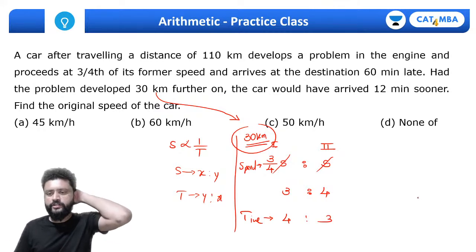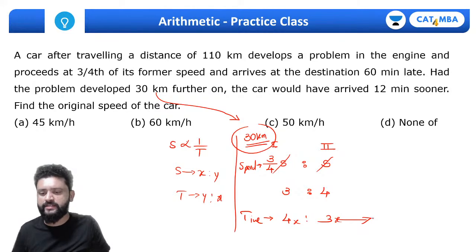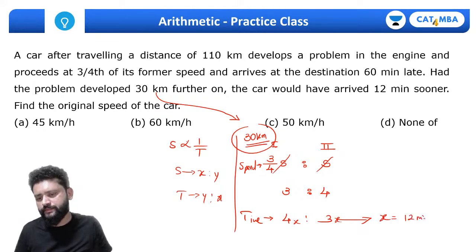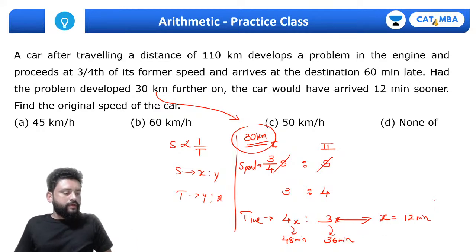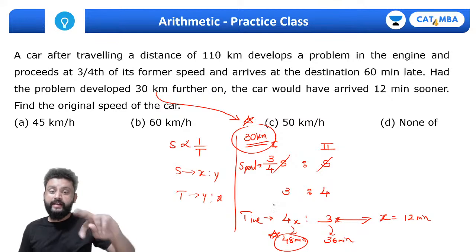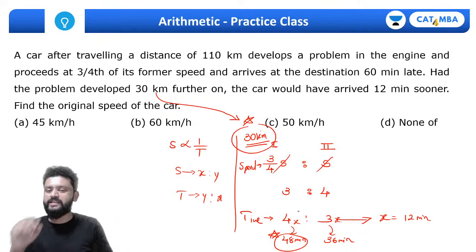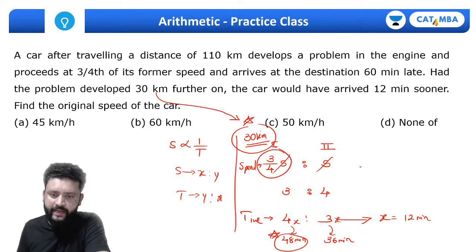It should be 4:3, right? Okay, now if the first case takes 4x minutes, the next case takes 3x. This x is 12 minutes. That simply means this is 48 minutes and this is 36 minutes. Right, so can I say this 30 kilometer in the first case took 48 minutes, but understand that was not the original speed, that was 3/4 of the original speed. Am I right?